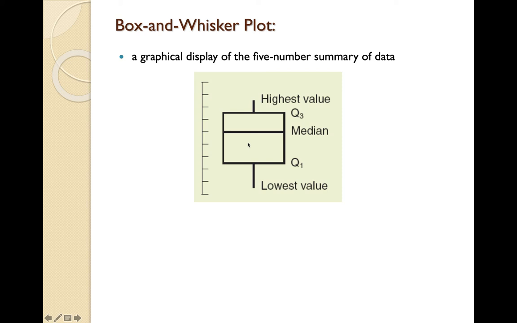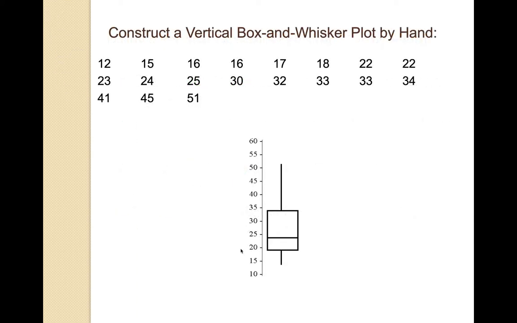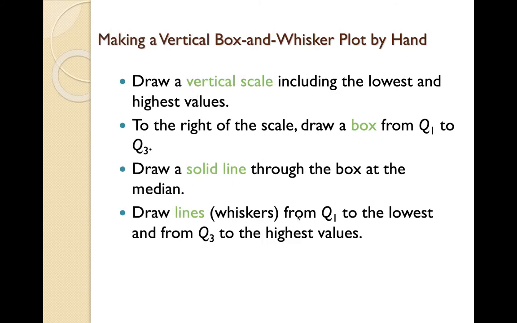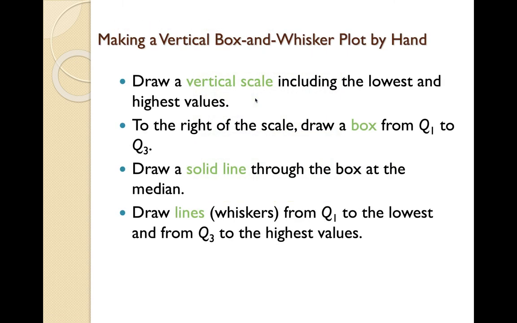Okay, so you're going to have a little more spread in this lower part than you do in the upper part, but that's okay. All right, and then you're going to draw lines, whiskers, from Q1 to the lowest value and from Q3 to the highest value. All right, so look up here. We're going to go from Q1 to the lowest value, the minimum, and Q3 to the highest value, or maximum.